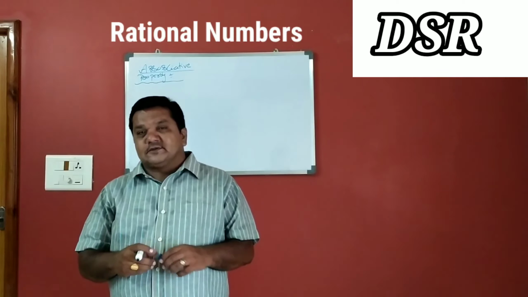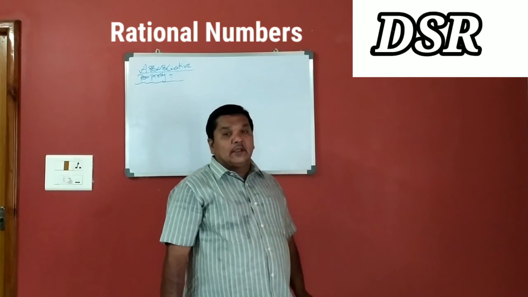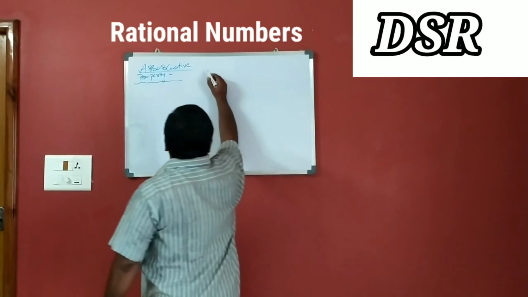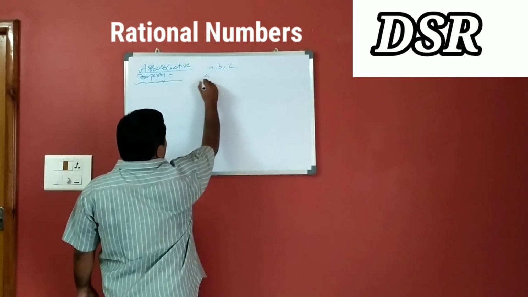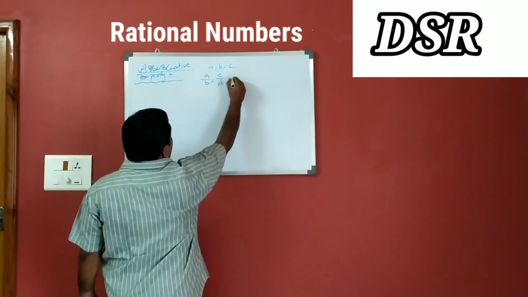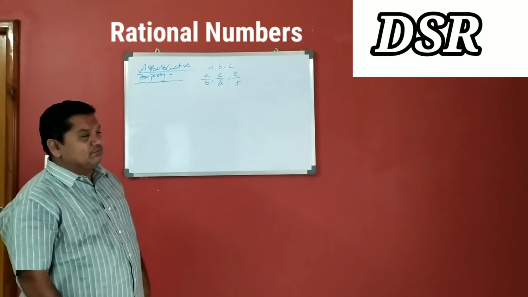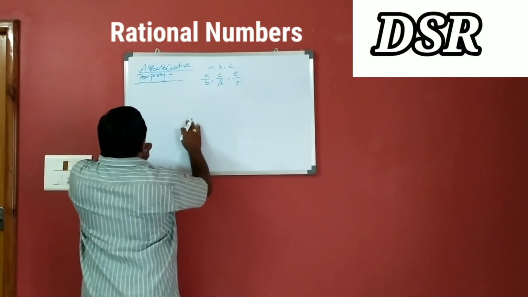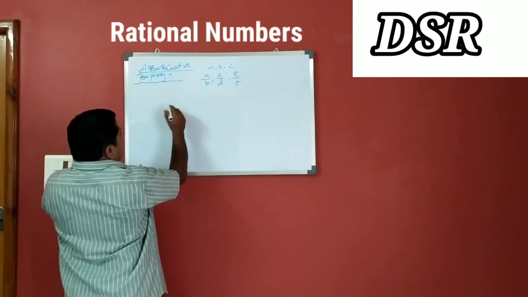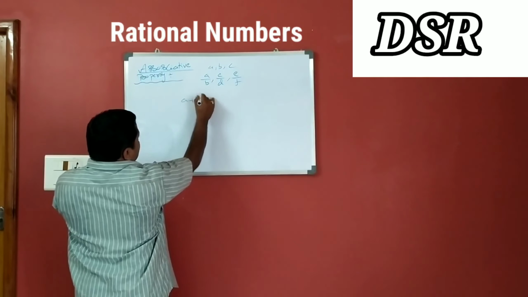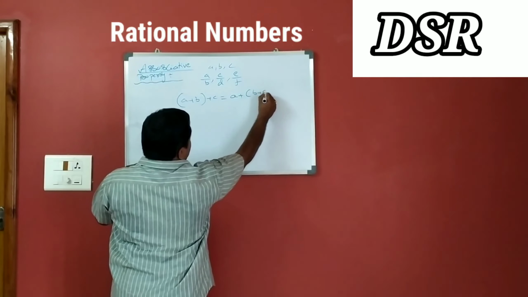Next we have to discuss the associative property. What is meant by the associative property? For any three rational numbers A, B, C, otherwise you can take fractions also, A by B, C by D, E by F. You can take any three rational numbers, either fractions or general numbers. So what is the condition? For any three rational numbers A, B, C, (A plus B) plus C is equal to A plus (B plus C).